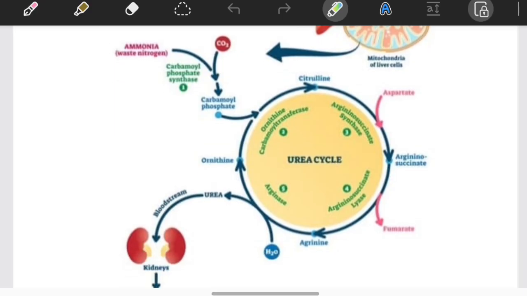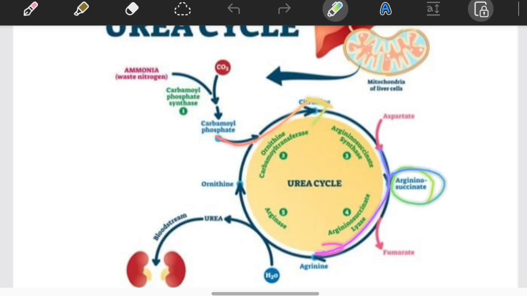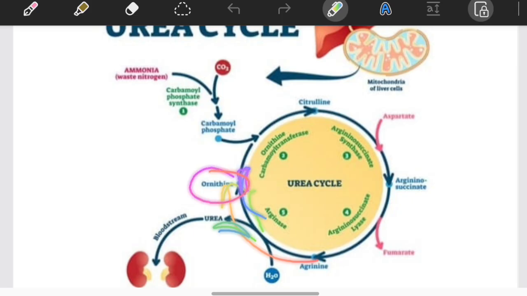Here is the overview of the urea cycle. Carbamoyl phosphate forms, then citrulline, then argininosuccinate, then arginine, and then finally urea and ornithine are formed. Ornithine is regenerated, and urea is formed, goes into the bloodstream and is excreted from the body.